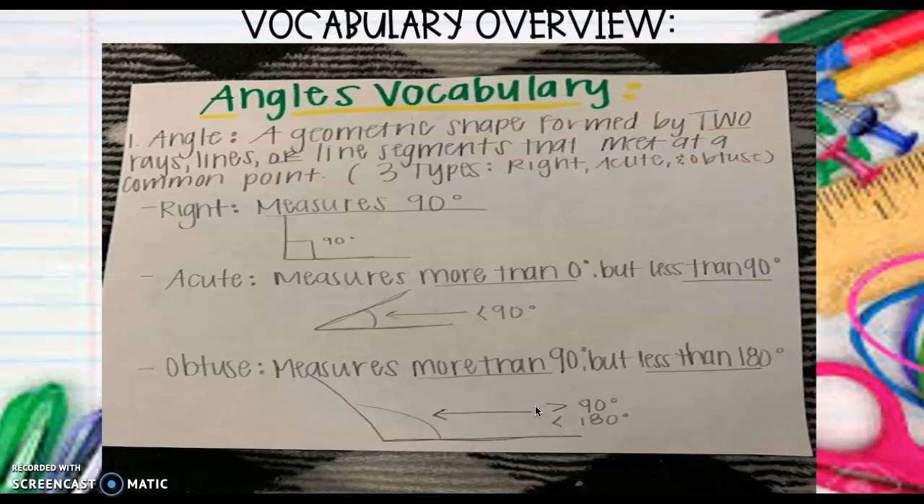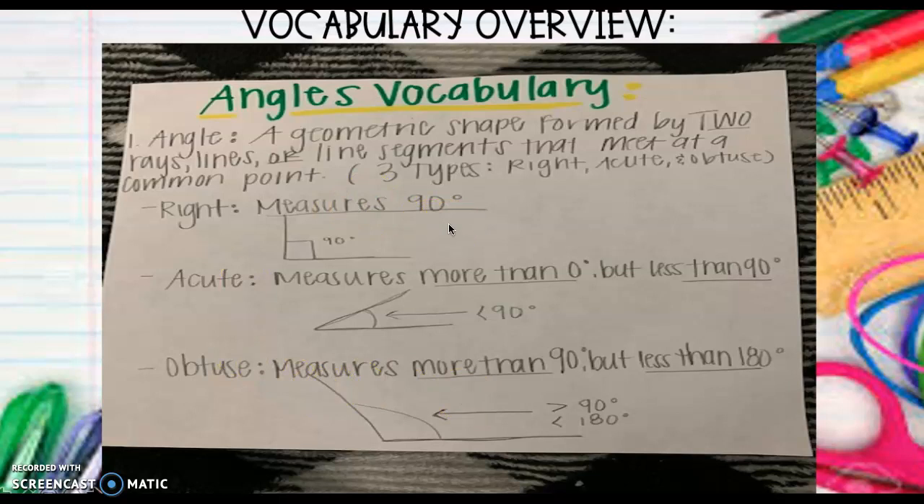And then we have our angles. You have 3 angles that you will need to know. And like I said yesterday, these 3 angles will go with you all the way till you get to middle school, high school, college. These are the ones that you will always refer back to. So you have a right angle, an acute angle, and an obtuse angle. And a right angle measures exactly 90 degrees.